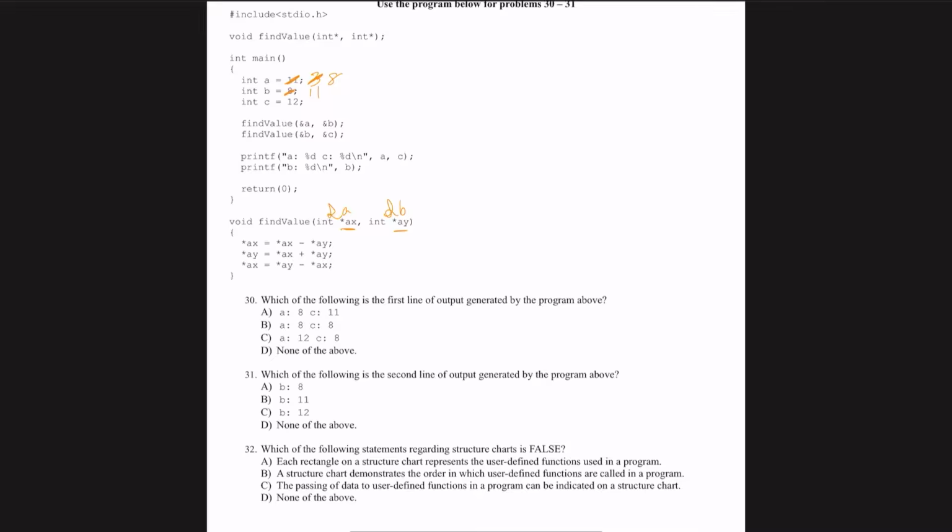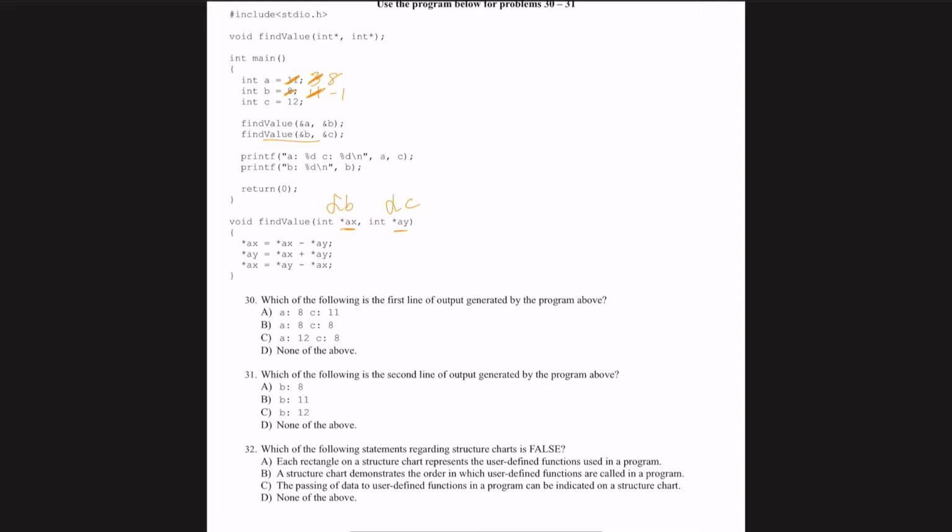Now we're going to call the same function. We're going to pass ampersand B and ampersand C. Once again, the value stored at address AX, which is a different address now, is equal to the value stored at address AX minus the value stored at address AY. Or B equals B minus C. Well, B minus C, 11 minus 12, is negative 1. So B is equal to negative 1.